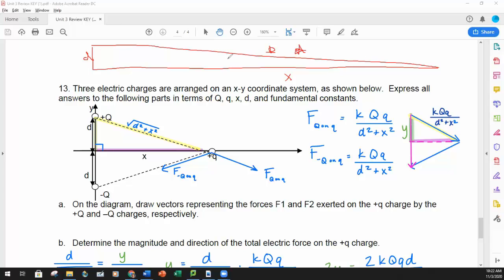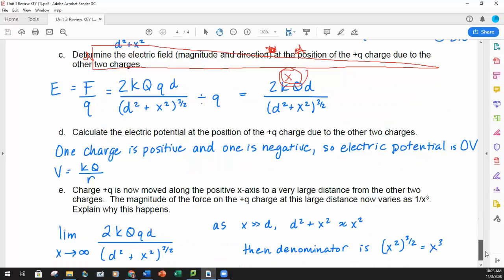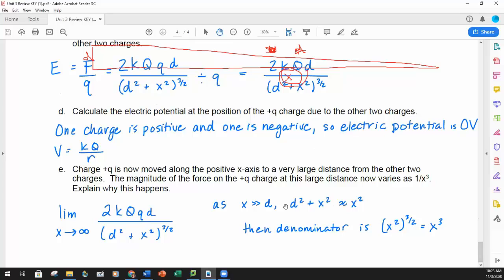So I don't really even have to do a calculation for this hypotenuse. That distance is just essentially x once you get out far enough. It's not exactly x, but it's essentially x. So that's what we're saying here, is that basically you can just drop the d. So then if you drop the d, you've got x squared to the 3/2 power, which is x cubed.